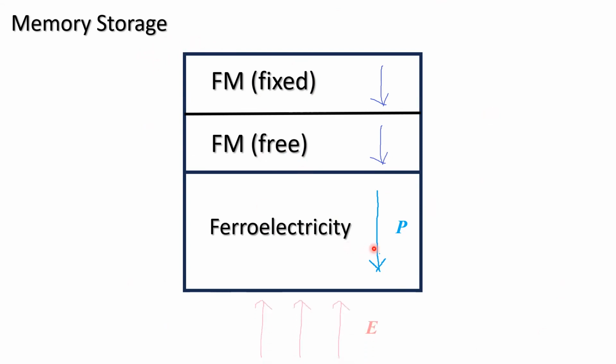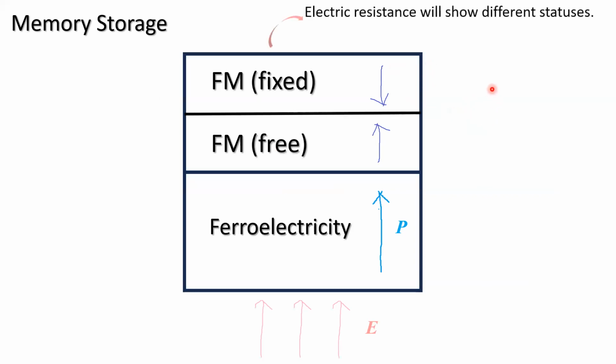If we apply an external electric field to the ferroelectric layer, it will change the polarization, and the ferroelectric layer will couple with the ferromagnetic layer. There will be a variation of the magnetization, so the total magnetic layer will be switched into another state. The two different states have two different electric resistances, so binary information can be saved.